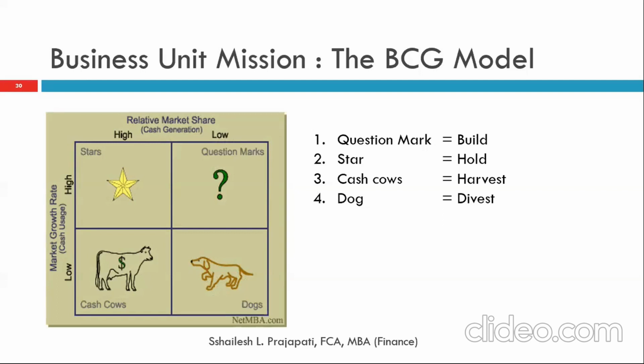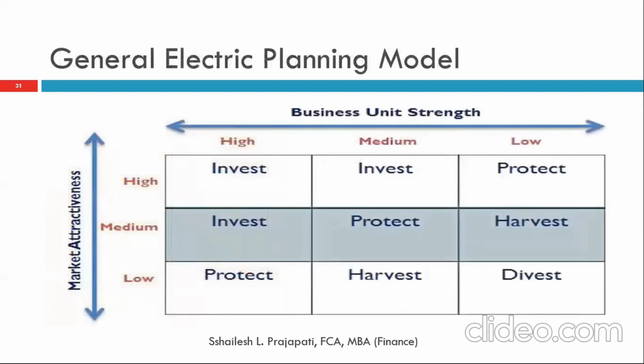And the fourth one is question mark, where we don't know. For example, in this question mark, you have a relative market share that is very low, but the market growth rate is high. So when market growth rate is high and you have a very low market share, it means you need to ask a question whether I should continue with this business. This is what the Boston Consulting Group model is telling us.